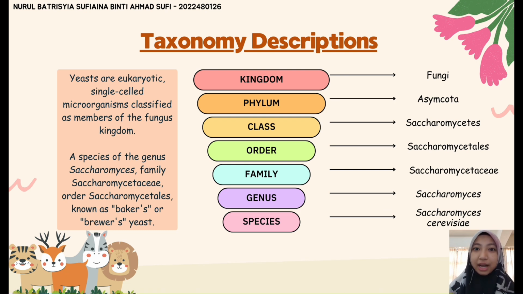First, the kingdom is Fungi and the phylum is Ascomycota. Then the class is Saccharomycetes. Next, the order is Saccharomycetales, known as baker's or brewer's yeast. After that, the family is Saccharomycetaceae, and the genus is Saccharomyces. And the last one is the species, Saccharomyces cerevisiae.